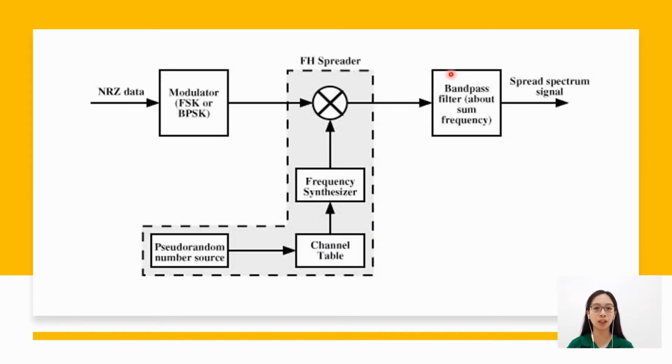A bandpass filter is used to block the difference frequency and pass the sum frequency, yielding the final FHSS signal as S of t.